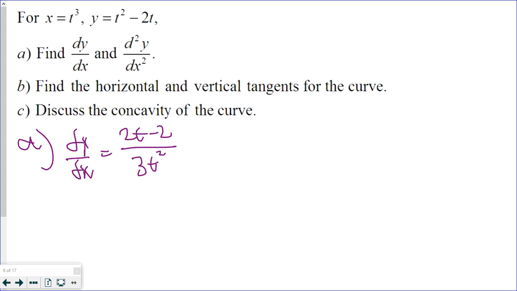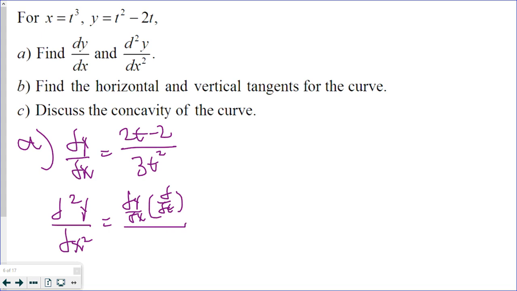But now the second derivative, so we'll call that d2y over dx squared. Based off that formula that we talked about, it's going to be the derivative of dy over dx. So that means taking the derivative of the first derivative. And then we're going to divide by the derivative of the x equation. So let's do that.